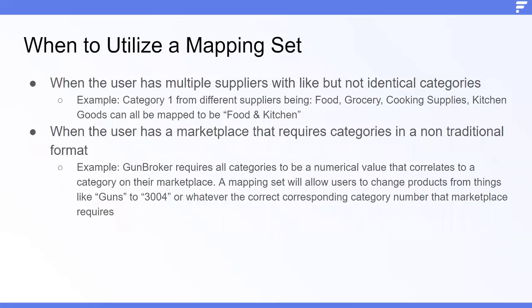And the other use for mapping sets that is really useful is when a marketplace requires that categories come in a non-traditional format. So the big ones for this would be, I believe, Gunbroker and Walmart, which require you to have categories in a very specific way.